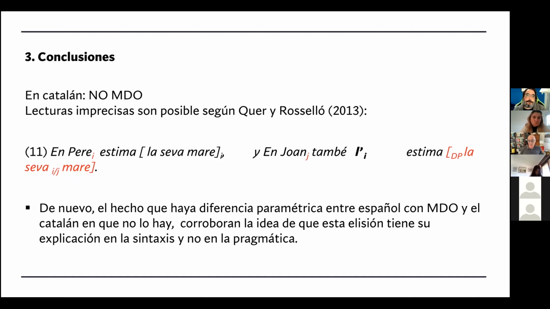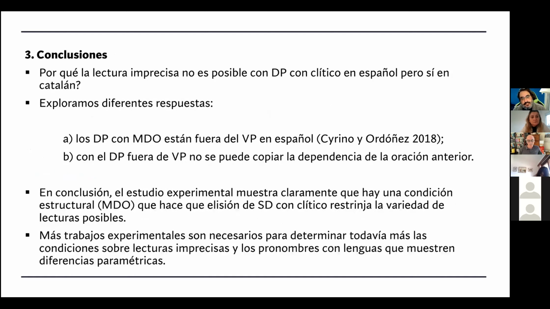De nuevo, el hecho de que haya una diferencia paramétrica entre el español con marcado diferencial y el catalán, que no lo tiene, corrobora la idea de que esta lesión tiene su explicación en la sintaxis, por lo menos, y no en la pragmática, ya que hay una clara diferencia sintáctica entre el marcado diferencial de objeto en una lengua y no en la otra. La gran pregunta, y aquí voy a dejarlo en conclusión para seguir elaborando sobre el tema, es por qué la lectura imprecisa no es posible con un sintagma determinante con clítico en español, pero sí en catalán.